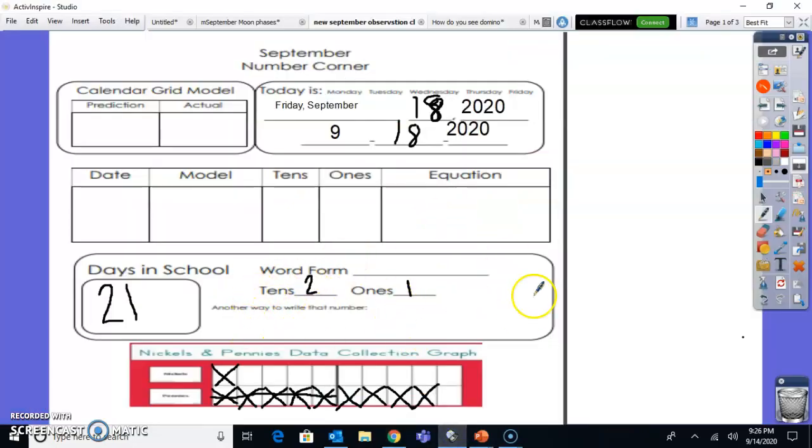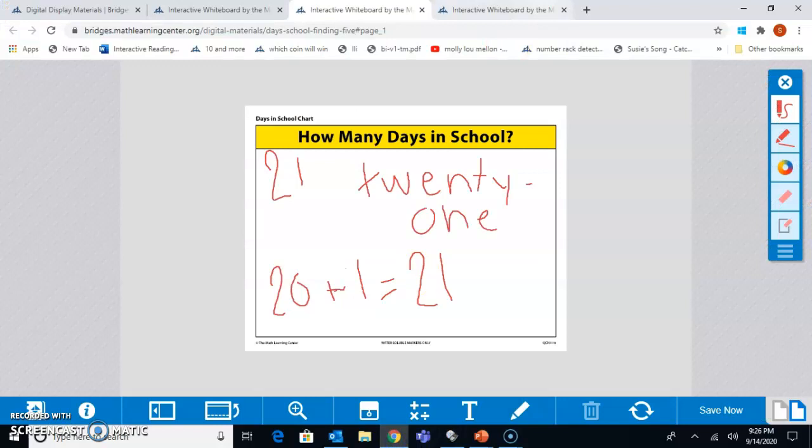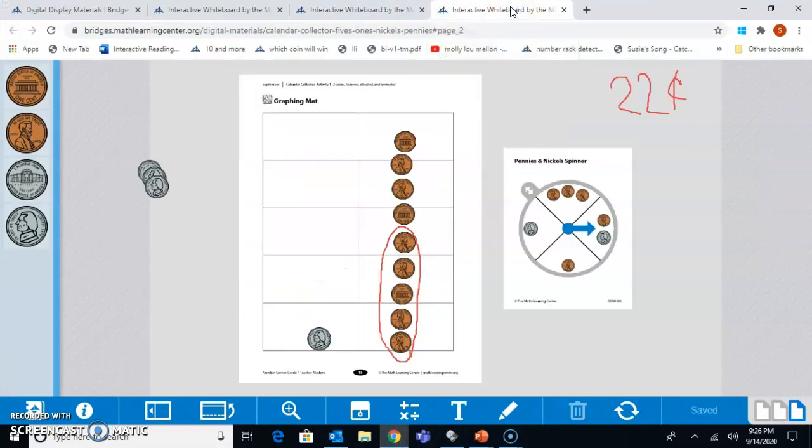So now let's look at our chart. I hope you filled that in. Now we just have one more thing to do. It's our calendar collector. So let's switch over to that. Oh boy, last week we had 22 cents. Now look at all these pennies we collected this week. I have a feeling if we don't spin correctly, we're going to have to mark off of our chart, but that's okay. Let's see. Oh, okay. Well, we got 1 nickel and we got 1 more penny.